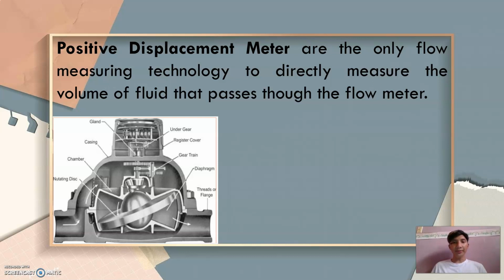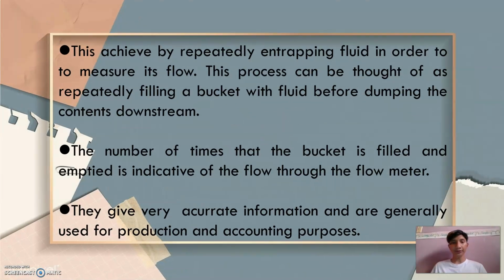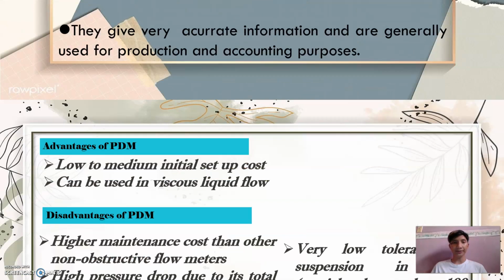A positive displacement meter is the only flow measuring technology to directly measure the volume of liquid that passes through the flow meter. This is achieved by repeatedly entrapping fluid in order to measure its flow. This process can be thought of as repeatedly filling a bucket with fluid before dumping the contents downstream. The number of times that a bucket is filled and emptied is indicative of the flow through the flow meter. They give very accurate information and are generally used for reproduction and accounting purposes.